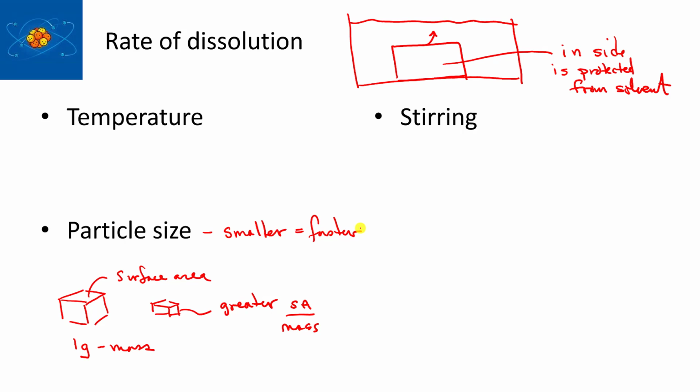Now, why does temperature matter? Temperature matters because dissolving requires that particles be broken away from the surface of the solid, and the temperature provides kinetic energy for that to happen. So as temperature increases, kinetic energy increases, and that increases the rate of dissolution. So higher temperatures are faster.